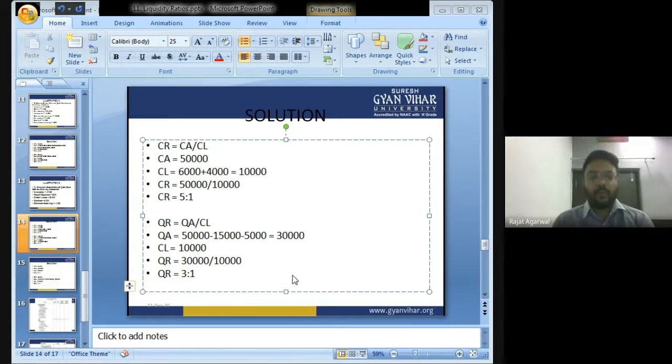Okay, I hope you all now know how to calculate current asset, quick asset, current liability, quick liability. I hope you all now know how to calculate quick ratio and current ratio. Current ratio formula is current asset divided by current liability. Quick ratio formula is quick asset divided by current liability. In quick asset, we do not consider stock and prepaid expenses.